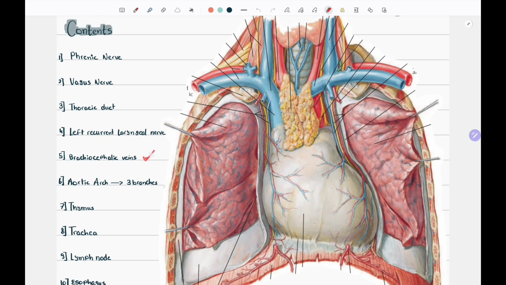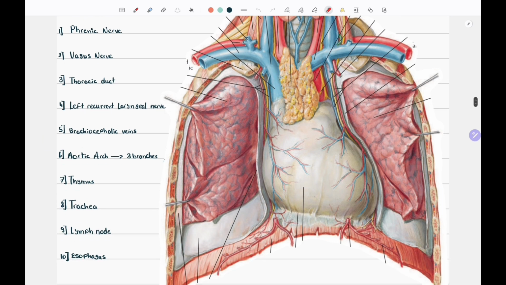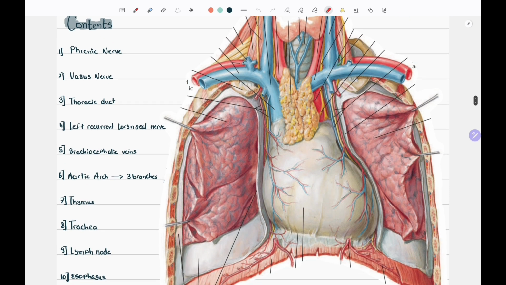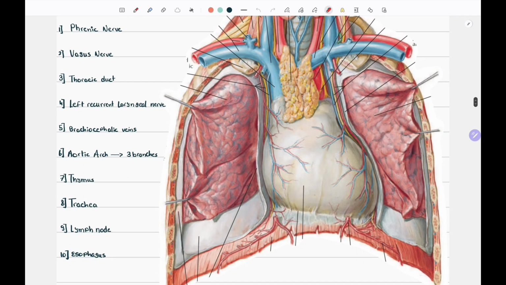Next, I have the brachiocephalic veins. These two are my brachiocephalic veins. Next, I have the aortic arch and three branches. I'll show you this in a minute. And next, I have the thymus. This is our thymus. The thymus is partly in the superior mediastinum and partly in the inferior mediastinum.